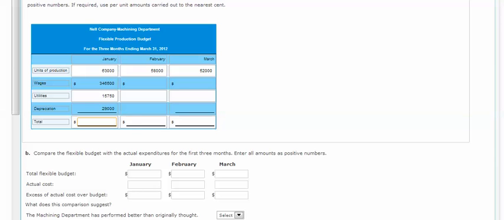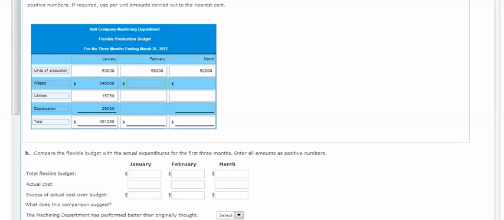So my total then would be the 346,500 plus the 15,750 plus the 29,000. And that looks like 391,250.